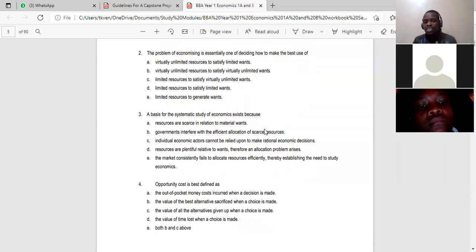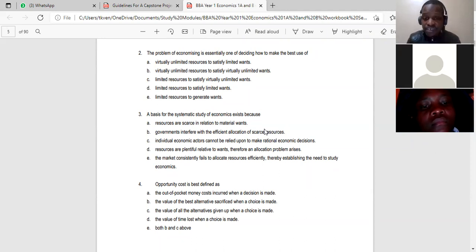A basis for the systematic study of economics exists because A, resources are scarce in relation to material wants. That makes sense. I think that's our answer. Let's just check the other ones out, but that should be our answer. Governments interfere in the, no. Individual economic actors cannot be, no. Resources are plentiful, again, no.